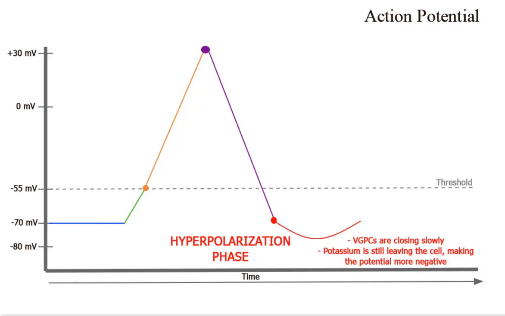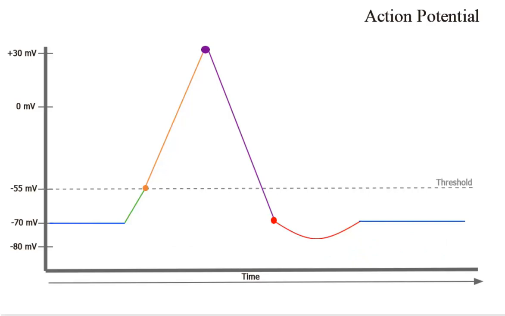Because the voltage-gated potassium channels are slow to close, potassium can still leave the cell. And so that's going to make the membrane potential more negative, and that's going to lead to this little dip here. Now eventually those channels will close. The potassium can no longer leave the cell except through leak channels, and then your leak channels and your sodium-potassium pump are going to put the cell back to the resting membrane potential of negative 70 millivolts. So there you have it. That is the action potential.